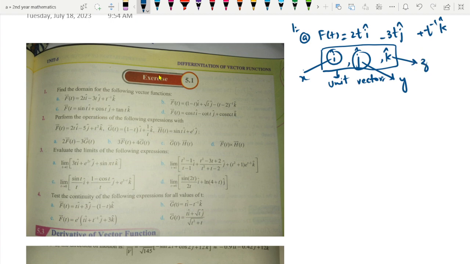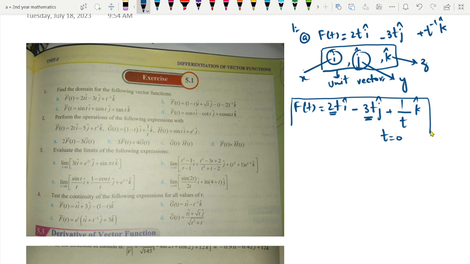So we have this question, f of t, we can write f of t as 2t I minus 3t j and plus 1 divided by t k. So this is defined for all values of t. This is also defined for all values of t, and this is not defined for t is equal to 0. So the domain of this one is equal to set of all real numbers minus 0. So this is the domain of this one. Next question.